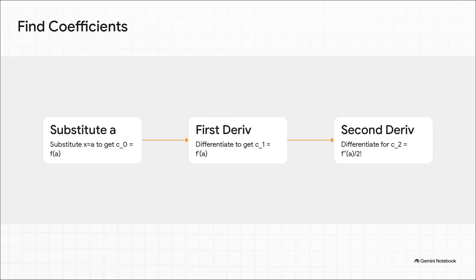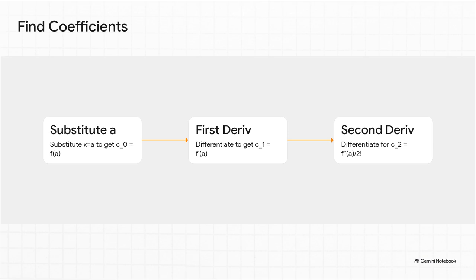Now, let's see how this builds an incredibly satisfying rhythm. How do we unmask these guys? Well, first, we just substitute x equals a directly into our equation. All those terms with x minus a instantly vanish, leaving us with just c sub 0 equals the function evaluated at a. Boom, first mask removed. Next, we take the derivative of the entire series and then plug in x equals a again. This time, everything vanishes except c sub 1, revealing that c sub 1 is simply the first derivative, f prime of a.